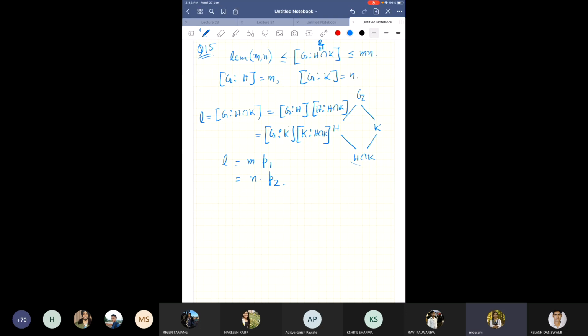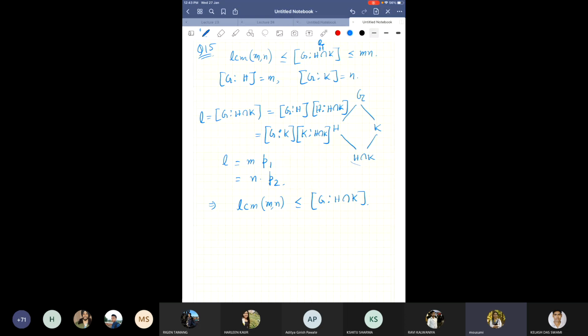Are you getting the lower bound from this? Yes, ma'am. Say M, the LCM, divides L and N divides L, so the LCM of M and N should be less than or equal to L, right? So from here I can write that the LCM of M comma N is less than or equal to |G : H ∩ K|. We need to only show now the upper bound.